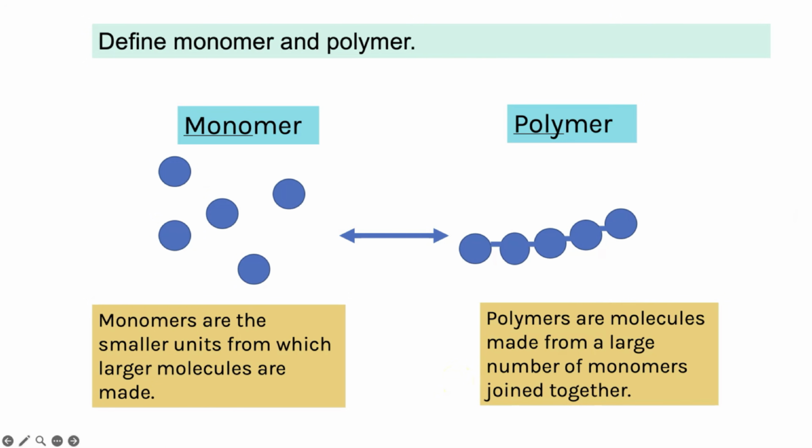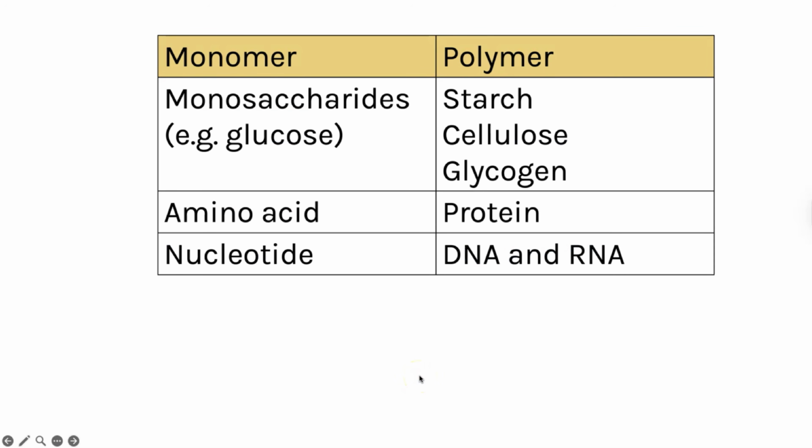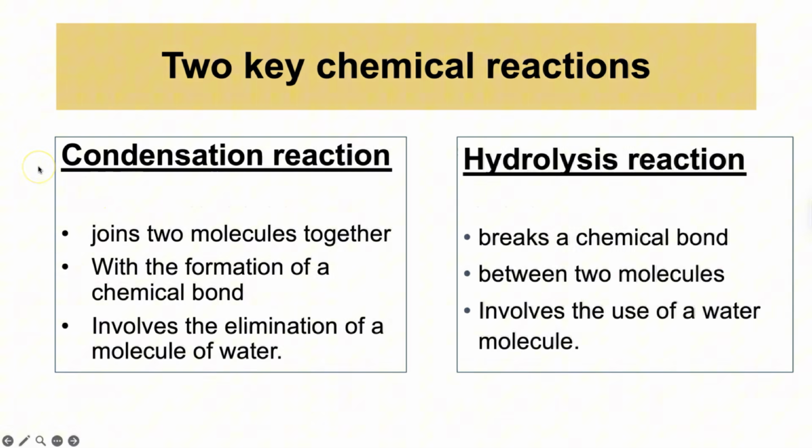These are the definitions as they appear in the specification, which means that is what they'd want on the mark scheme. So the monomers and polymers that you need to know for AQA A-level Biology are the monosaccharides, for example glucose, and we'll look at all of the other monosaccharides that you need to know, amino acids and nucleotides. The polymers are starch, cellulose and glycogen, which I've put within this row because those are carbohydrates. Then the polymer protein made up of amino acid monomers, and then DNA and RNA polymers, which are made up of the monomer nucleotides.